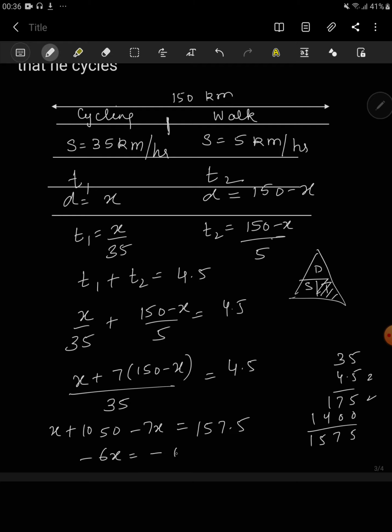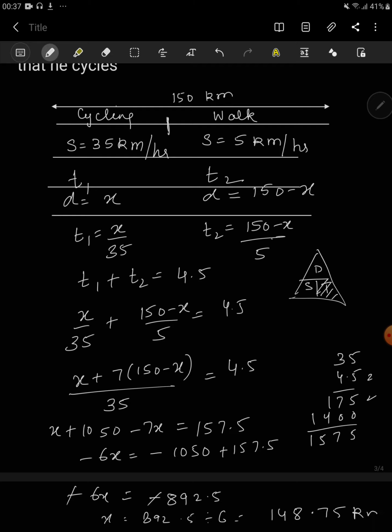minus 1050 plus 157.5. Solving this, you get minus 892.5. Here it is minus 6x, so x becomes 892.5 divided by 6, as the minus signs get cancelled, which is equal to 148.75. So this much distance is traveled while cycling and the remaining is the distance he walks.